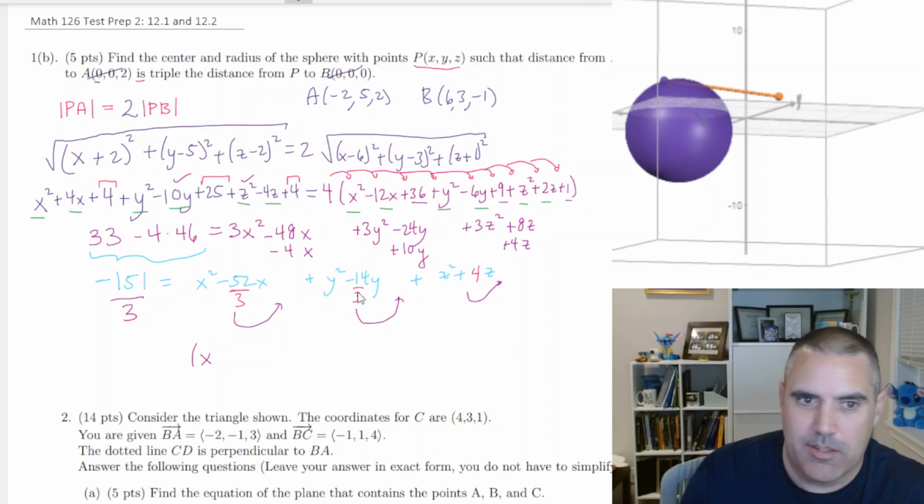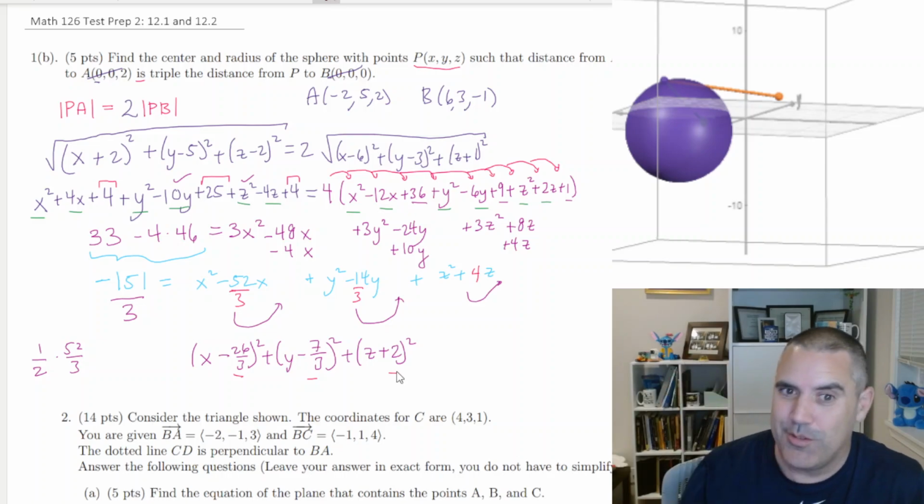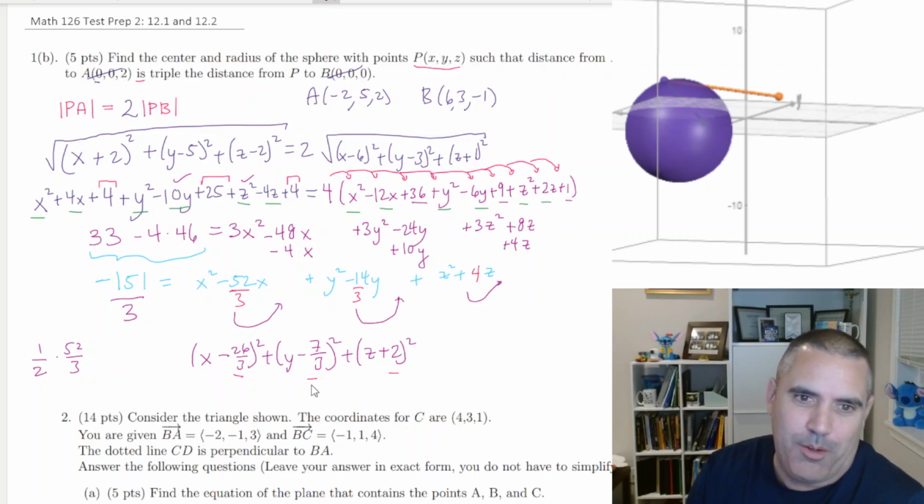I have noticed a small thing that sort of bugs me a little bit, which is if you're doing half of 52 over 3, you should not write a 6 on the bottom. You should write a 26 over 3. I'd much rather cancel and make the number smaller. Okay, 26 over 3 squared plus y minus 7 over 3 squared plus z plus 2 squared. So if I was doing this problem, I would say, okay, I already know the center. In fact, the homework even allows you to just enter the center. I don't really like people checking their work that way, but that would confirm you had the center right.